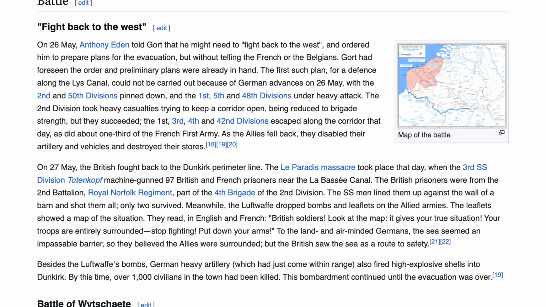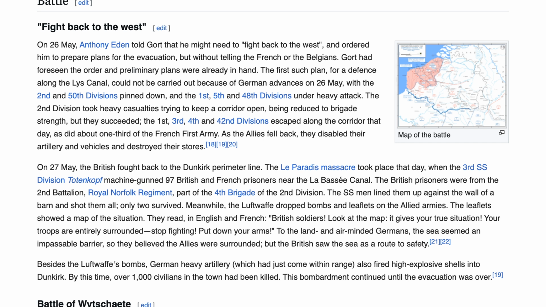On 27 May, the British fought back to the Dunkirk perimeter line. The Le Paradis massacre took place that day, when the 3rd SS Division Totenkopf machine gunned 97 British and French prisoners near the Le Basset Canal. The British prisoners were from the 2nd Battalion, Royal Norfolk Regiment, part of the 4th Brigade of the 2nd Division. The SS men lined them up against the wall of a barn and shot them all. Only 2 survived.